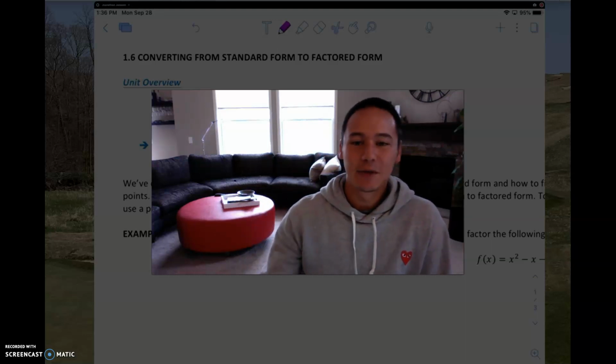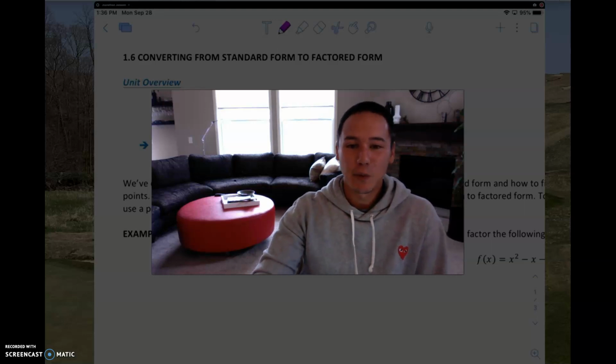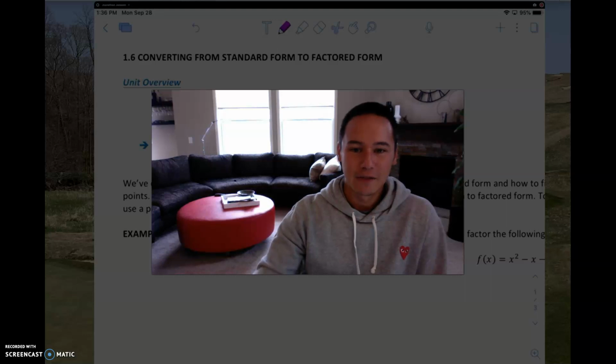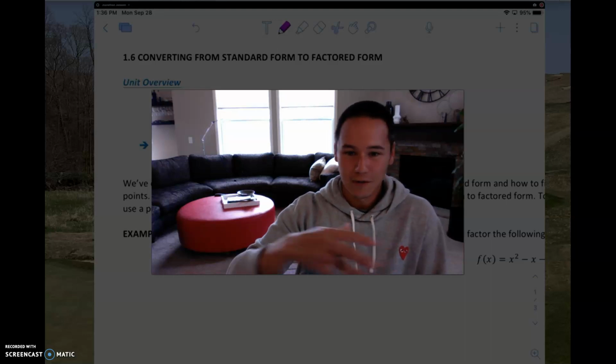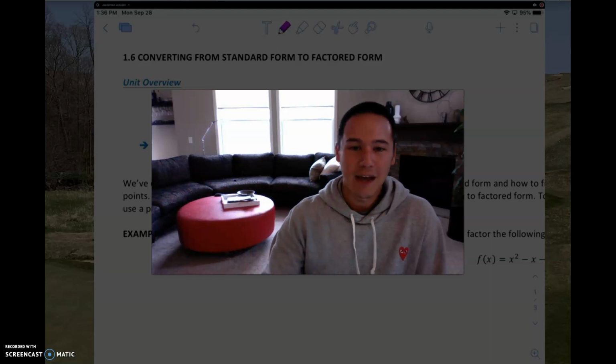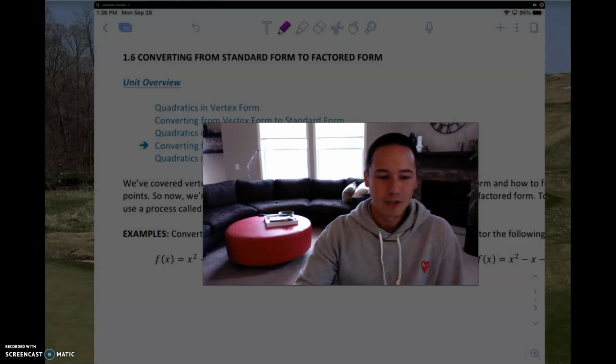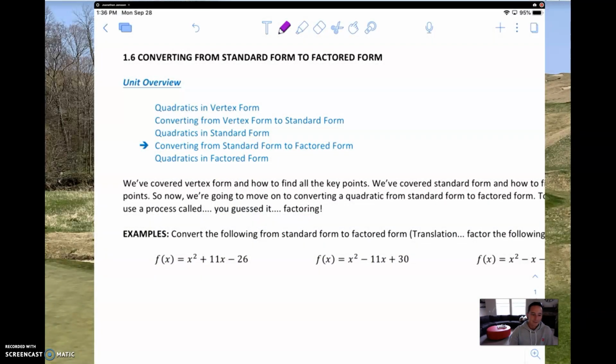Today's lesson is going to focus on converting a quadratic from standard form into factored form. This is going to be the last of the three forms that we discuss. This is a skill that seems to show up over and over and over, so all through your future math life, you're probably going to have to know how to factor. So let's go ahead and get really good at it.